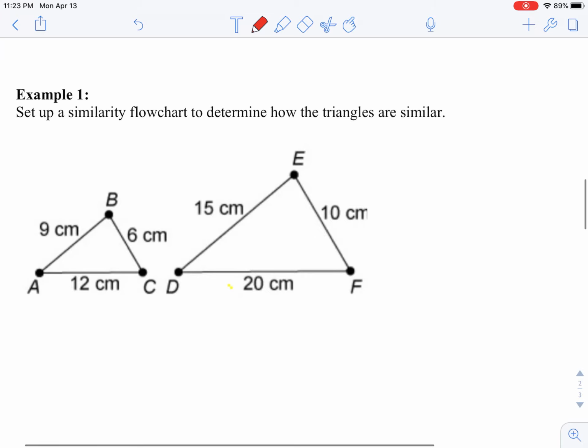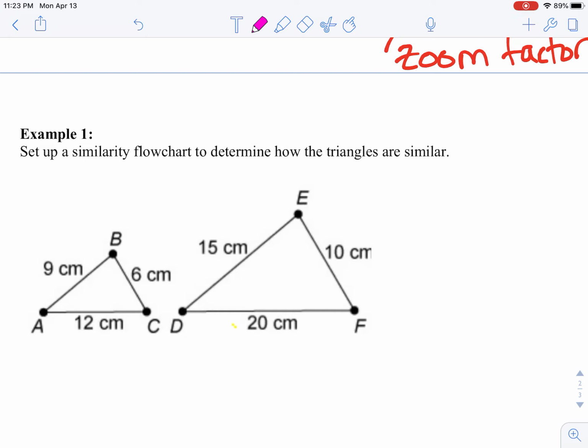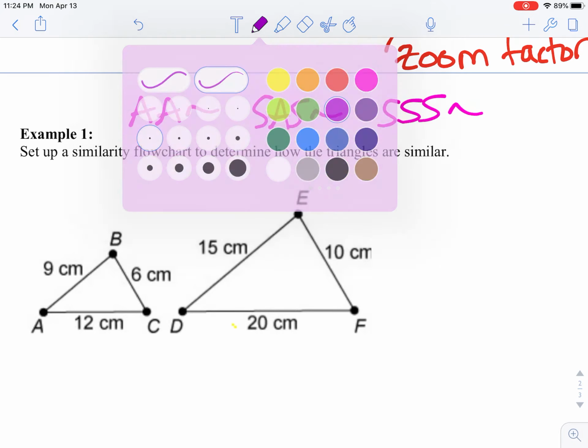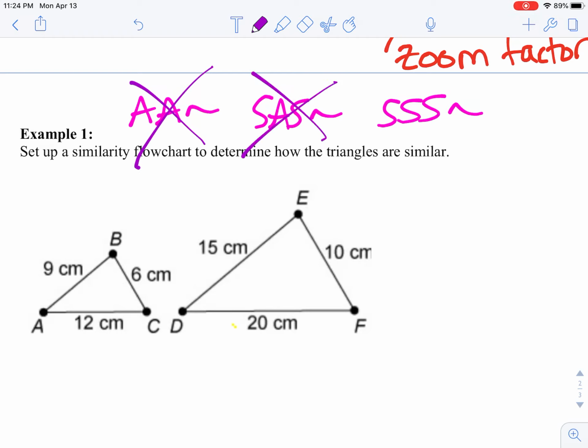So now let's take a look at example 1. For example 1, what we want to do is set up a similarity flow chart to determine how the triangles are similar. The three different ways that we talked about earlier are angle-angle similarity, side angle side similarity, and side side side. There's only three different ways that you can prove triangles are similar, and these are your choices. If you look in the pictures, it doesn't tell us any information about the angles. So right away, we can say that it's not angle-angle and that it's not side angle side. So if these are similar, they're going to have to be similar by side side side similarity.